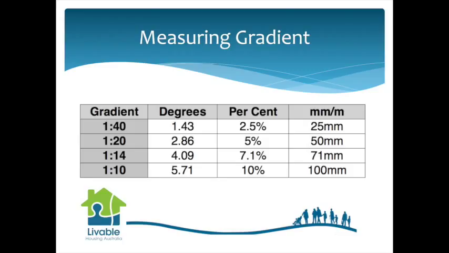A 1 in 20 ramp will have a 50 millimeter drop over 1 meter. A 1 in 14 ramp is a 71 millimeter drop over 1 meter, and a 1 in 10 ramp will have a 100 millimeter drop over a meter. So you can see 1 in 10 is much steeper than a 1 in 40 gradient.